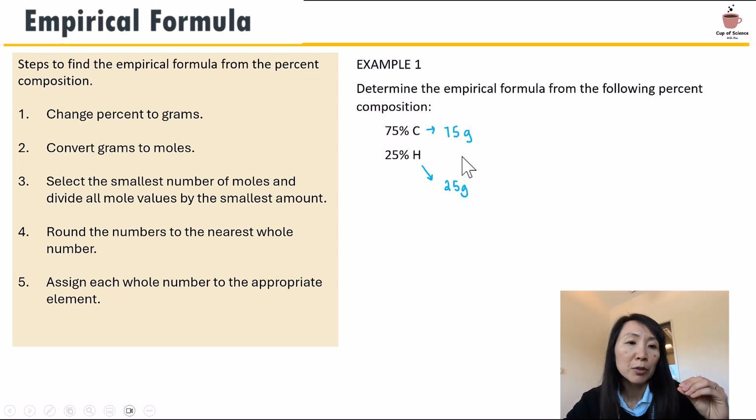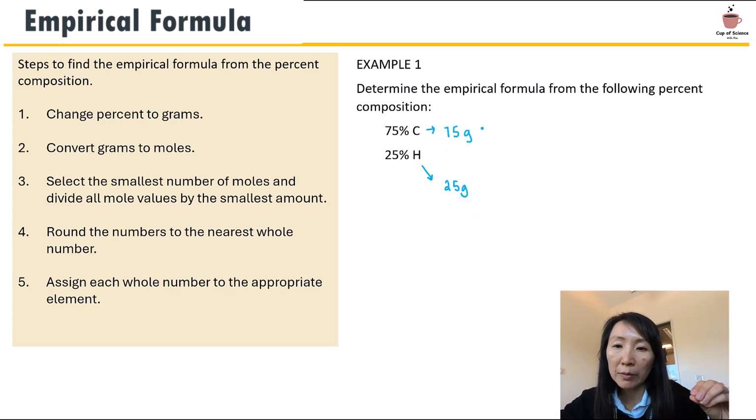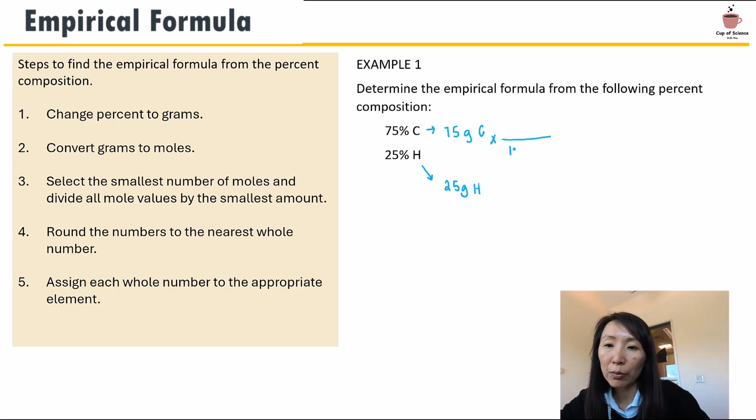Pretty easy. Number two says convert grams to moles. So I have these grams of carbon and grams of hydrogen. You want to convert that into moles by utilizing the molar mass. In the periodic table, carbon has a molar mass of 12.01 grams for every 1 mole. The reason I set up the 12.01 underneath is so that you can cancel out the grams of carbon, and we're left with moles. You're going to do the same for hydrogen. The molar mass of hydrogen, if you look in the periodic table, is 1.01 grams per 1 mole of hydrogen. So that will cancel out the grams of hydrogen.